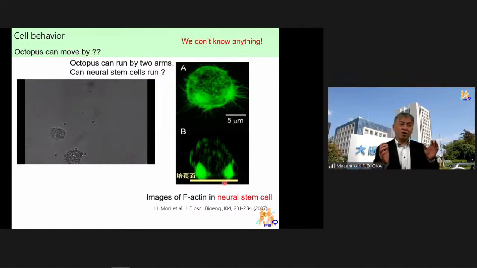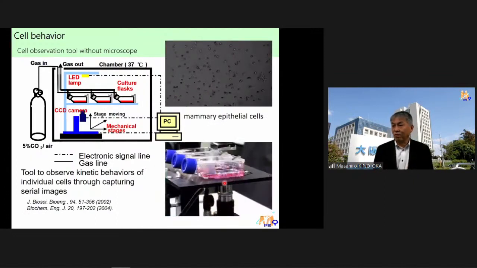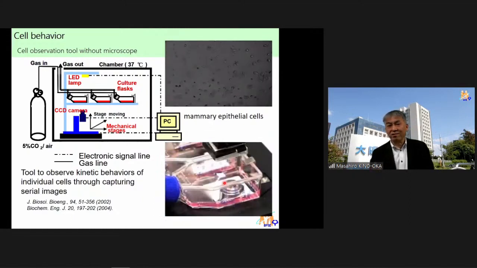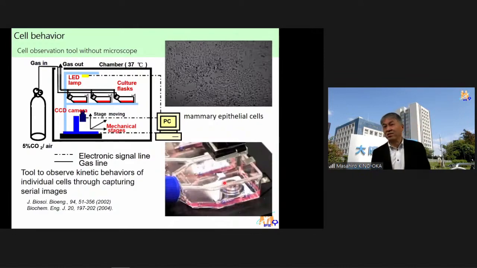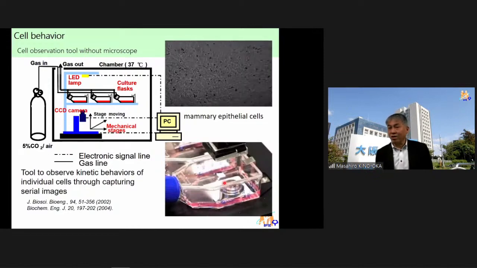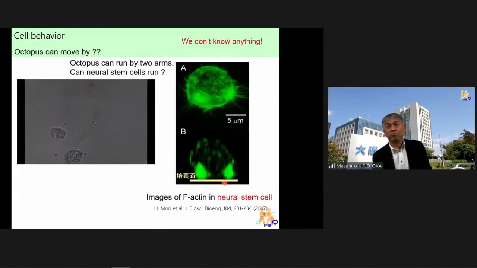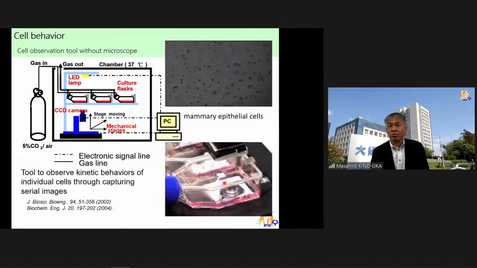So everything is new in this field, and we have to check by ourselves. Don't believe others. So first we developed a monitoring system using my own camera and lens, not a microscope. In this case, mammary epithelial cells are dancing like this. I was so surprised: not cell division, but migrating and dancing like this. Again, I want to show: after seeding, cells start to migrate and some cells gather, making a dancing colony like this.